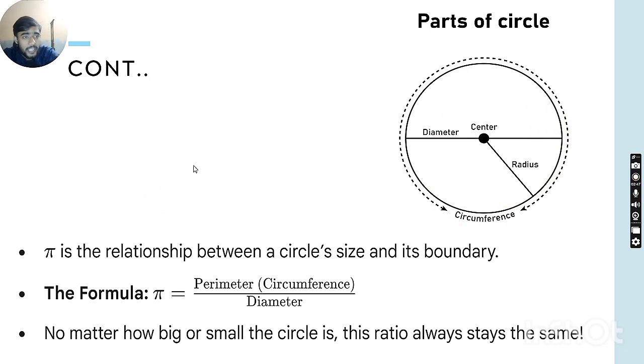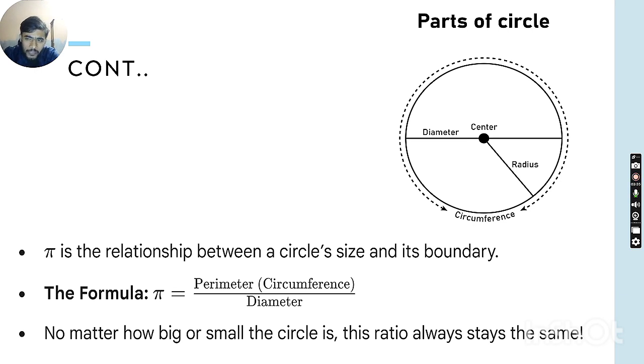So here the definition of pi is given. Pi is the relationship between a circle's size and its boundary. If we formulate it, pi is equal to perimeter divided by diameter of the circle. Perimeter is nothing but the circumference, and the circumference of a circle is 2 pi r. Let's suppose the diameter of the circle is d, and the radius is r. Then the perimeter is 2 pi r, divided by d, if we formulate pi, okay?